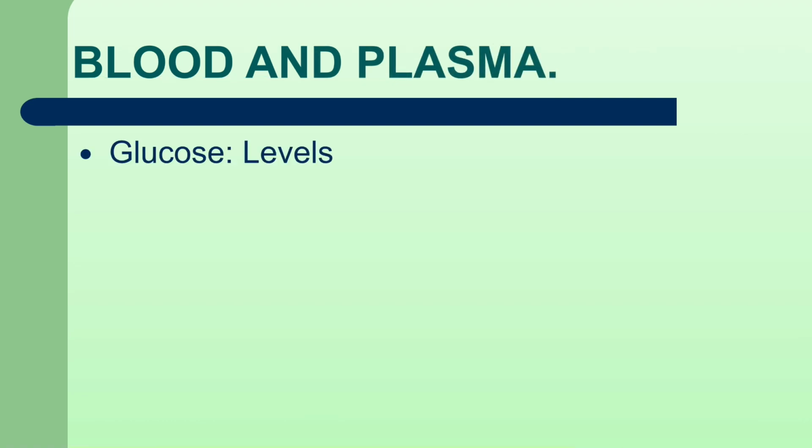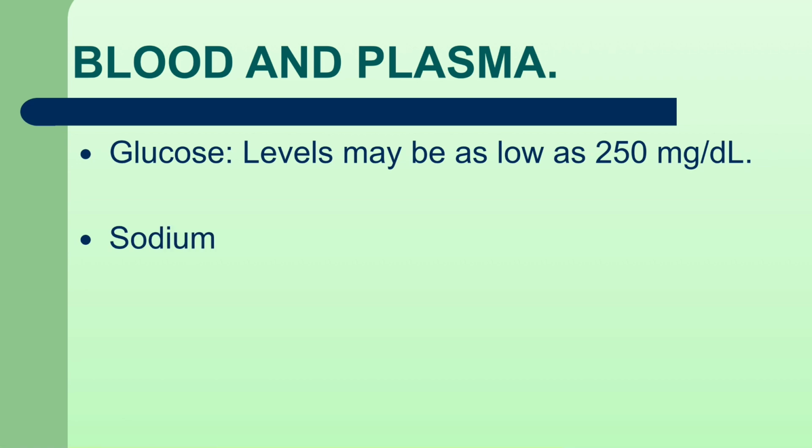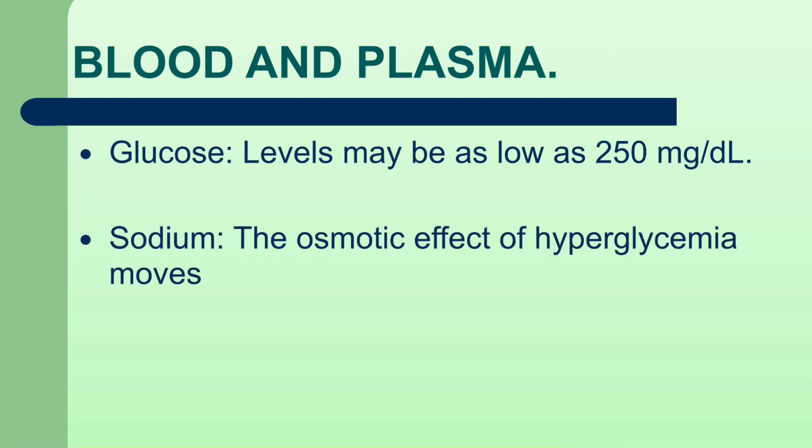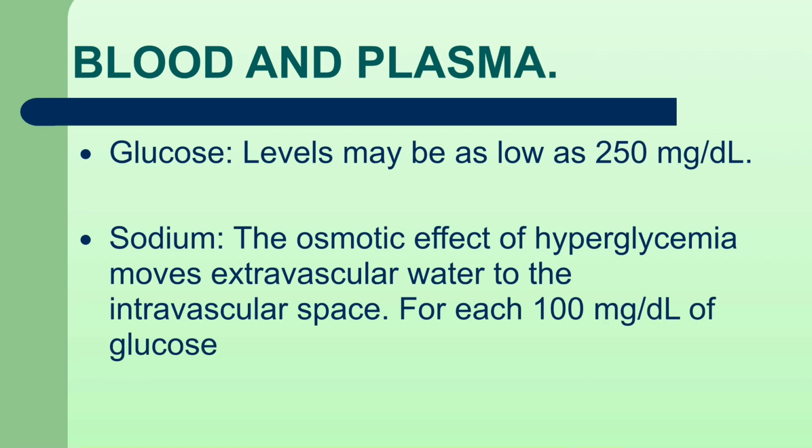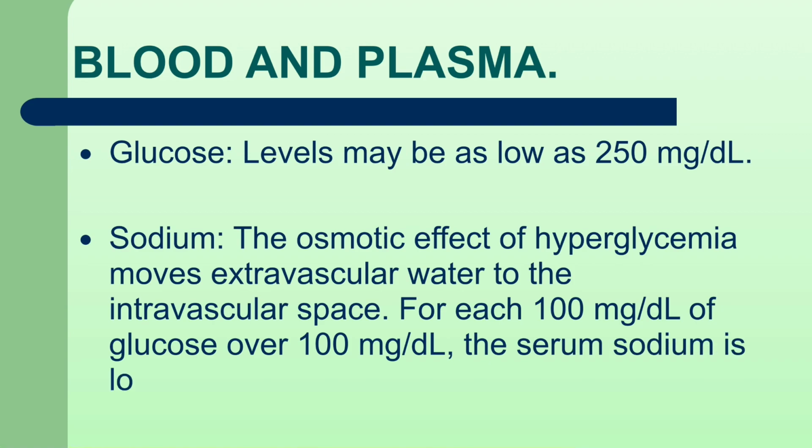Blood and plasma. Glucose levels may be as low as 250 mg per deciliter. Sodium. The osmotic effect of hyperglycemia moves extravascular water to the intravascular space. For each 100 mg per deciliter of glucose over 100 mg per deciliter, the serum sodium is lowered by approximately 1.6 milliequivalent/L.